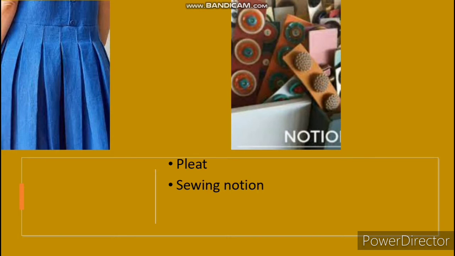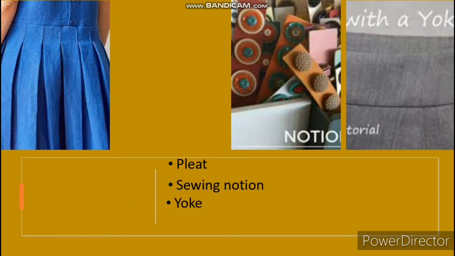Now the next one is sewing notion. A sewing notion is an item that is sewn or attached to a finished sewing project, such as a button or snap, which you can see in our image there. That is a sewing notion. Yoke. A yoke is a design element of the top part of a garment to fit over the body. Can you see it there? It's a design element at the top, especially on your skirt. It's a design element at the top of a garment to fit over the body.